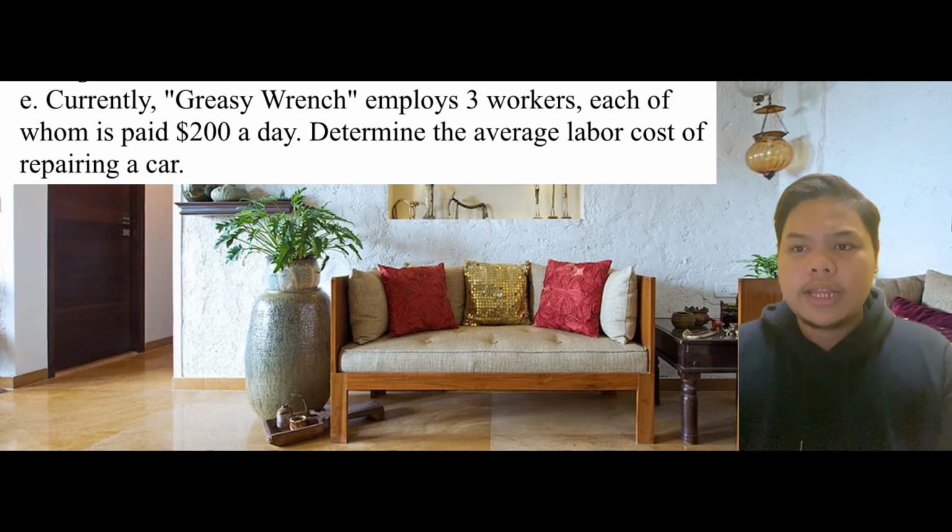3 workers cost the firm 3 times $200 equals $600. That is our total labor cost. To determine the average cost, we need to divide total cost by the number of cars fixed with 3 workers employed. 30 cars are fixed daily. The average labor cost of fixing a car is 600 divided by 30, and we get 20.